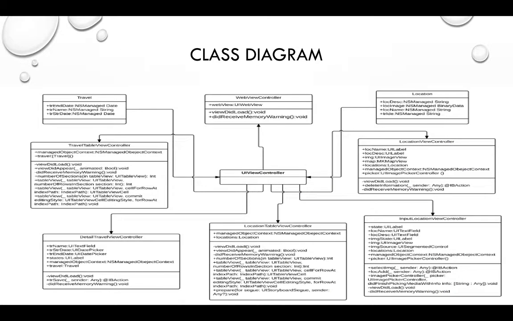And then the slide shows the class diagram of my application design, which is a type of static structure diagram that describes the structure of my system by showing the system's classes, attributes, methods, and the relationships among the objects.